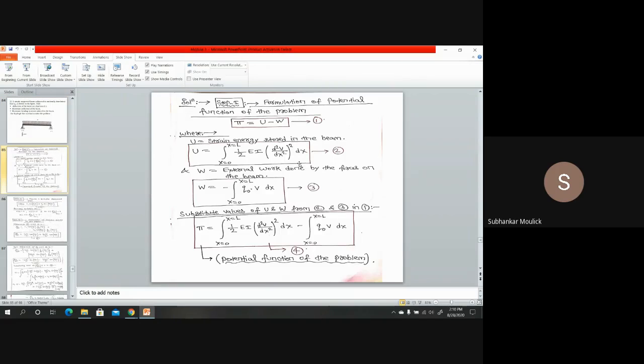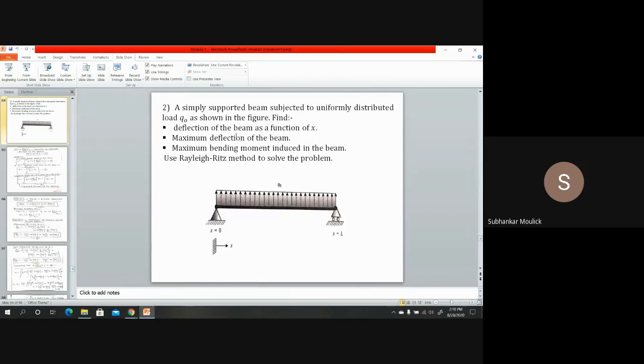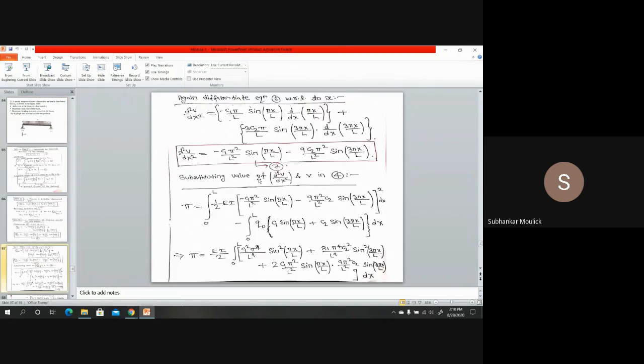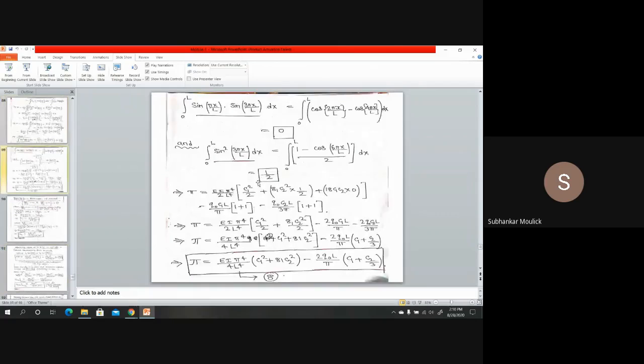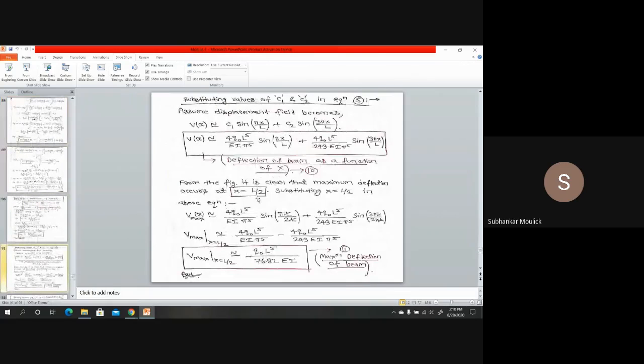Fine. Next, we need to find out the value of maximum deflection of the beam. And from the diagram, it is very much clear that the maximum deflection will be at the center point of the beam. That means when the value of x will be L by 2.